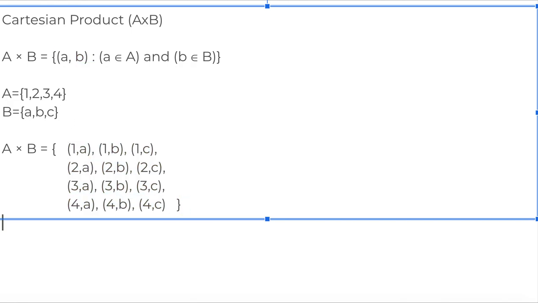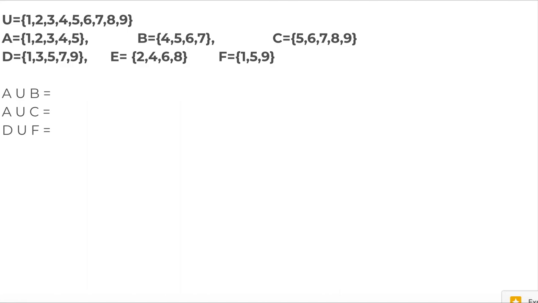And the size of the Cartesian product is always written as the product, right? Because you're making combinations from the two sets. So there are n(A) elements in the first set and n(B) elements in the second set. So the number of elements in the Cartesian product would be n(A) times n(B). Right? Let's do a few exercises over this now.